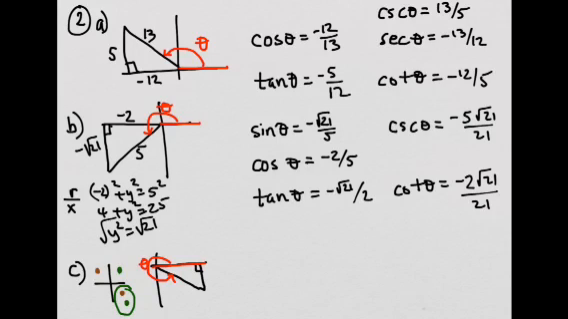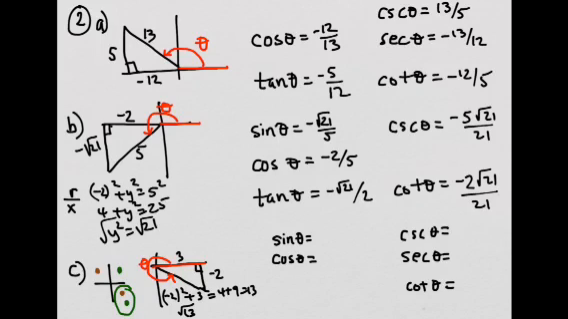So here it is. Tangent theta is negative 2/3, means that y is negative 2, and x is 3. So that gives you negative 2/3. We need to find the r. So negative 2 squared plus 3 squared, that gives you 4 plus 9, which is 13. So it's radical 13. That's r. Okay? So sine theta would be y over r. So negative 2 over square root of 13, which is negative 2 square root of 13 over 13.